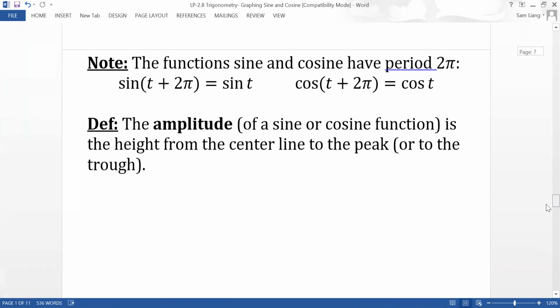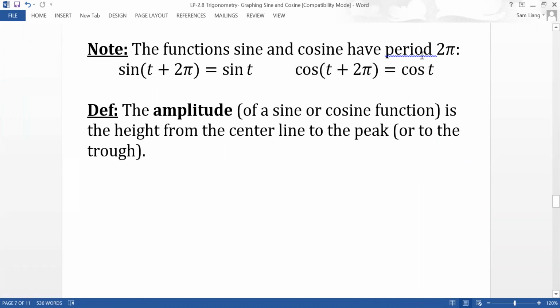The functions sine and cosine have period 2 pi. So sine of t plus 2 pi equals sine of t. Same thing for cosine: cosine of t plus 2 pi equals cosine t. What this is essentially saying is if you take a t value, let's say it's 0. Sine of 0 we know to be 0. If you plug that same t value in here, then sine of 0 plus 2 pi is going to have the same output, the same y value as sine of 0. So sine of 0 is 0, and sine of 2 pi is also 0. Same thing for cosine: cosine of 0 is 1, cosine of 2 pi is also 1.